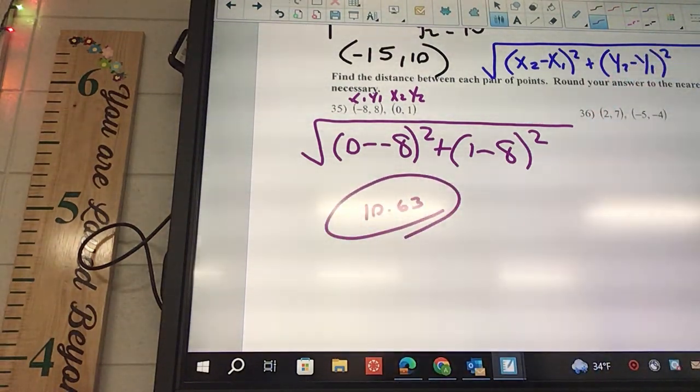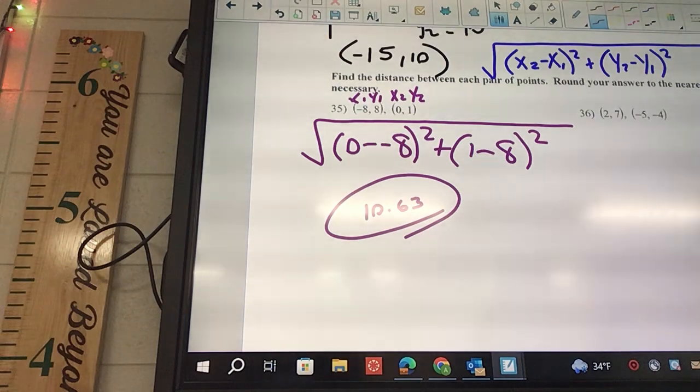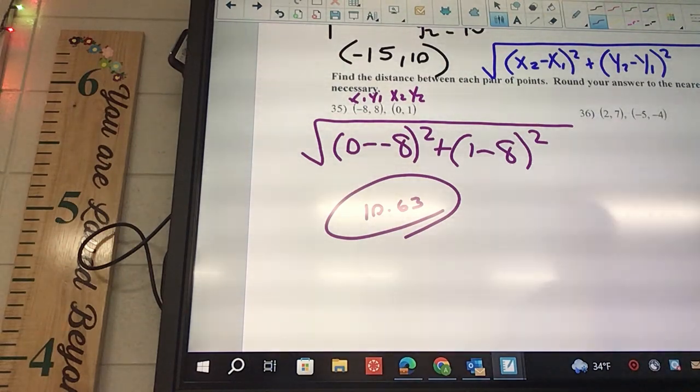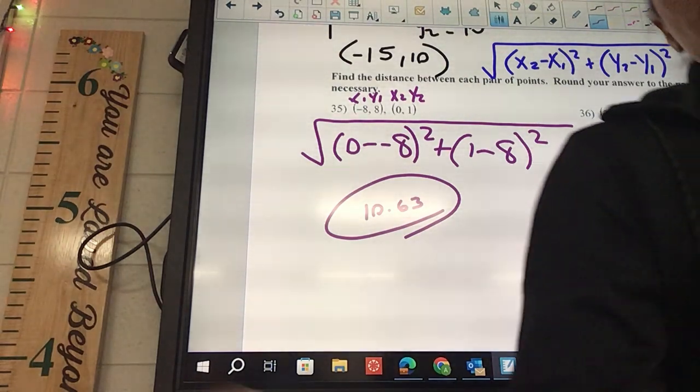Okay, we're gonna stop here today. 1 through 36 should be completed today, okay? A couple things.